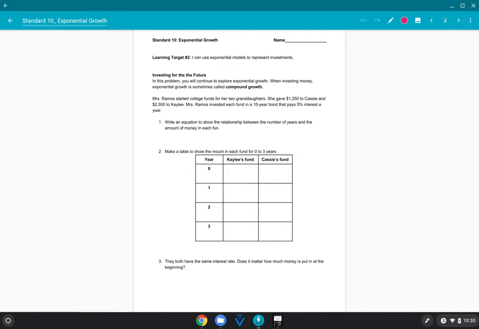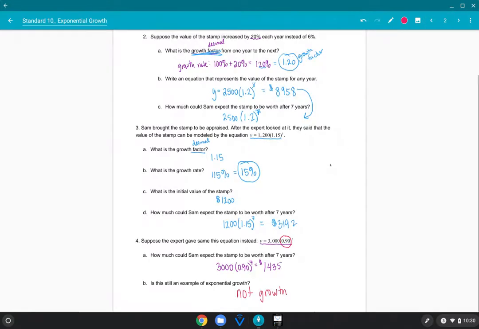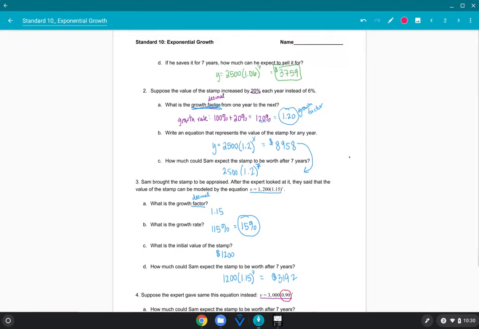Let's see what's next. Oh, that's learning target number 2. So now using this information, you guys, go ahead and take the quiz on this standard or learning target.